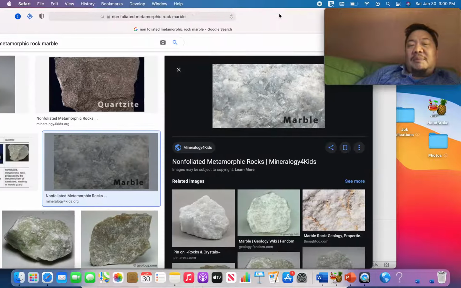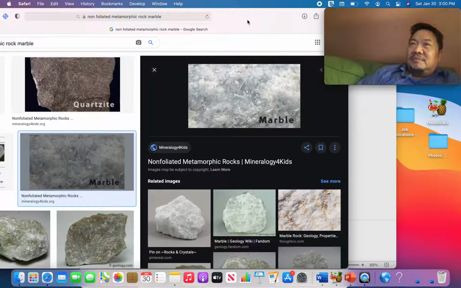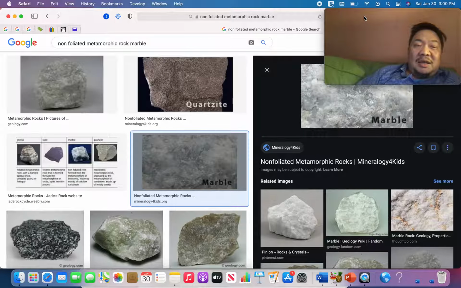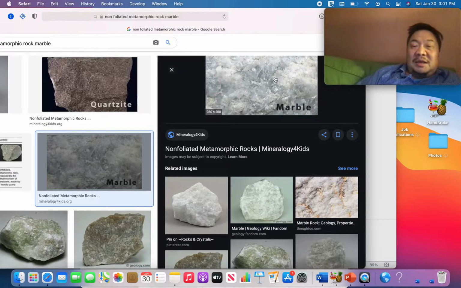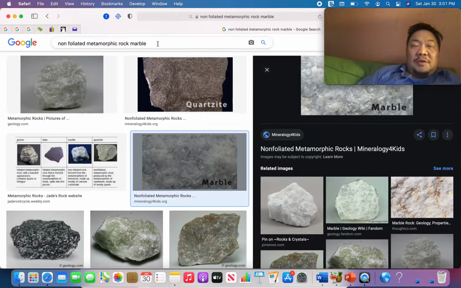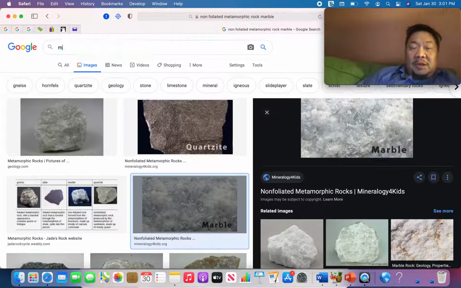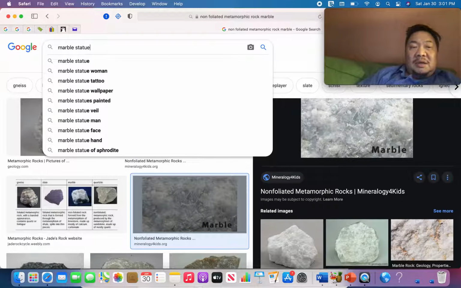What do you think is going to happen if you drop acid on marble? It's going to react strongly, because any rock that has the mineral calcite in it will react strongly to acid. It doesn't look anything like its parent, the sedimentary rock limestone. It looks like beautiful crystals. In fact, the crystals are so beautiful that we make floor tile or marble statues.